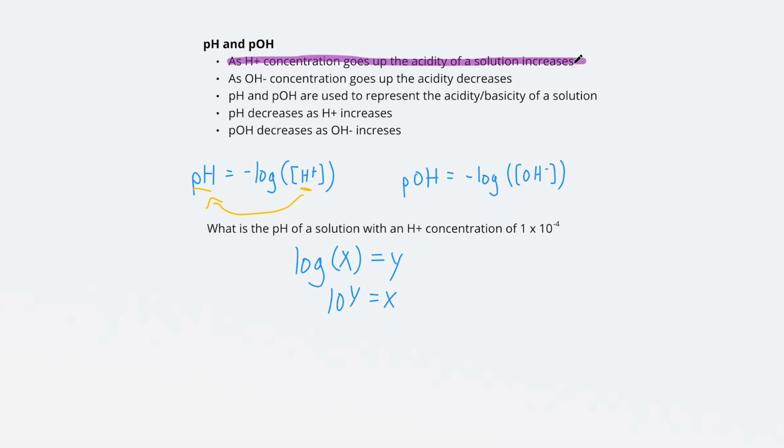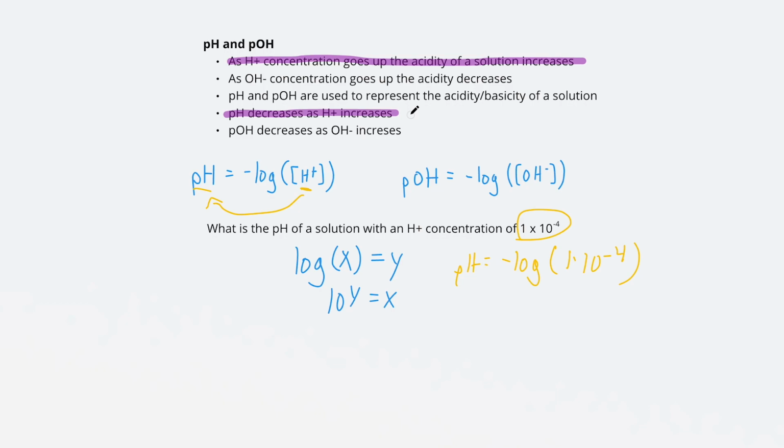And again, we'll look more at this math in future videos, but if you plug some numbers in here and work with this equation for a couple of them, you'll see that as H plus concentration goes up, the pH decreases. So let's do one problem right now and see how you can solve this. What is the pH of a solution with an H plus concentration of 1 times 10 to the negative 4? So you do pH equals negative log of 1 times 10 to the negative 4.